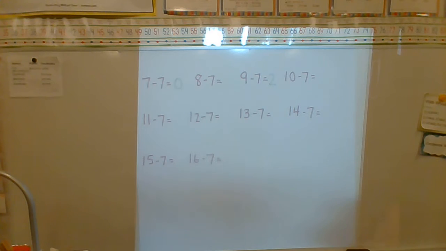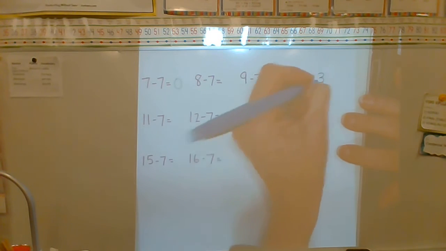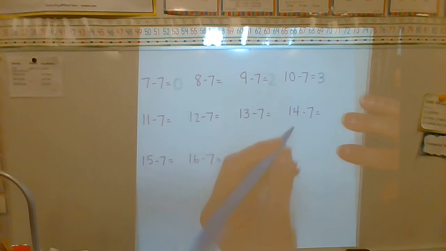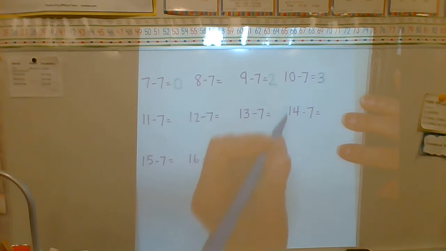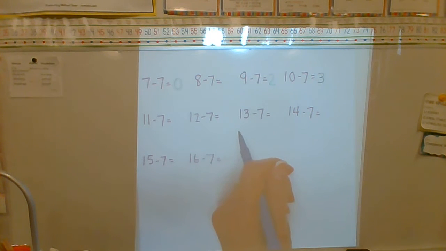I changed to a little darker marker, which is just kind of fun to say. Okay, 3. That's right. 10 minus 7 equals 3. And we can add back across. 3 plus 7 equals 10. So we know we're right. Which of these problems has a difference of 9?